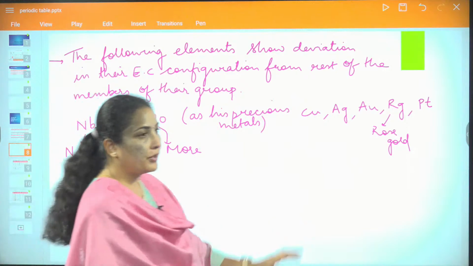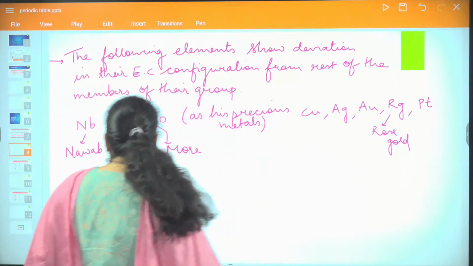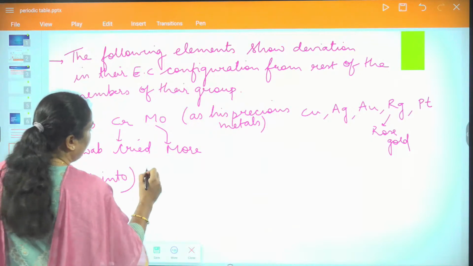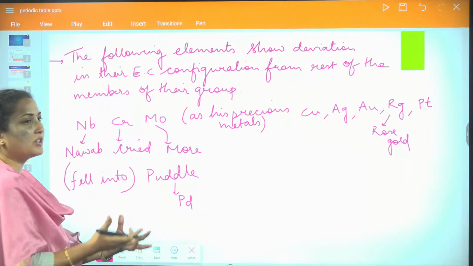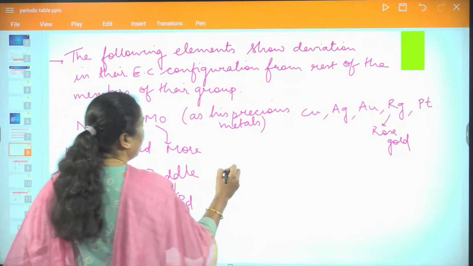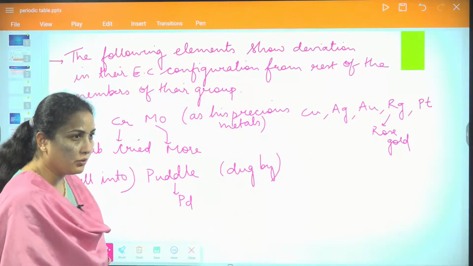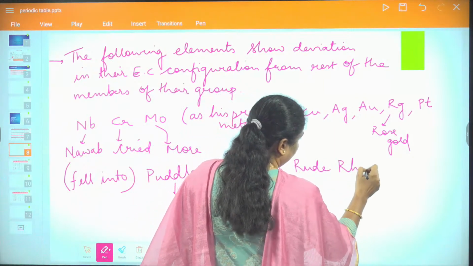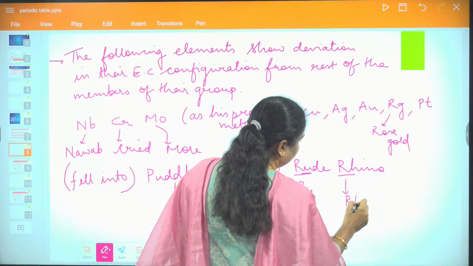I've just written half of it, okay? So: Nawab cried more as his precious metals fell into puddle. This puddle is Pd. Puddle means a small pool filled with water, okay? Who dug this? Somebody would have made this, no? So, dug by rude rhino. So rude, ruthenium, rhodium, right?